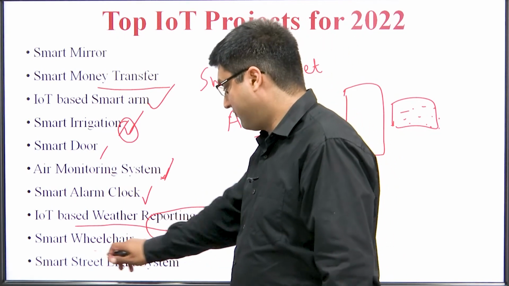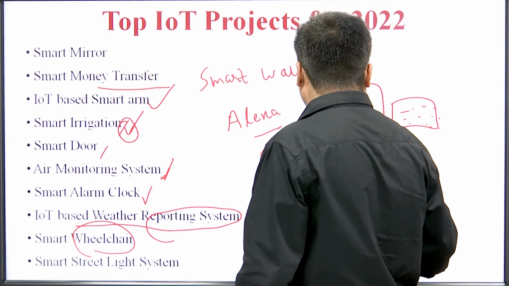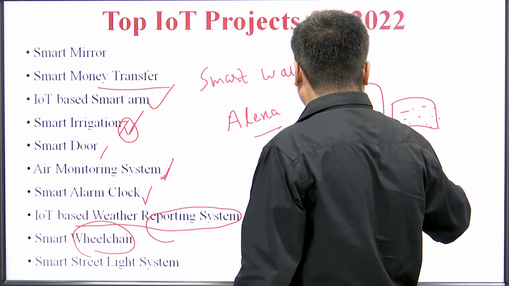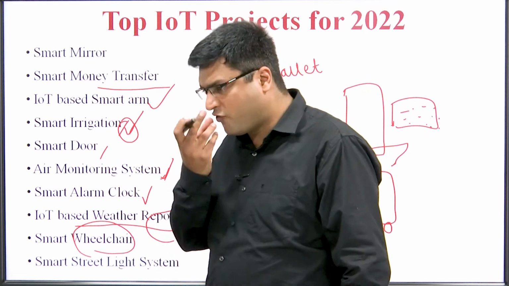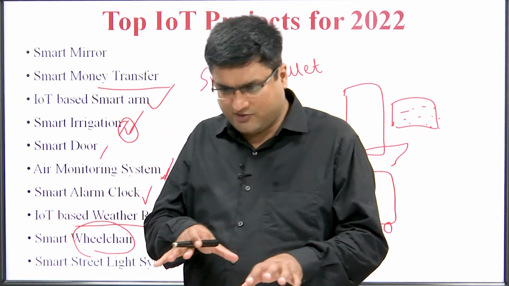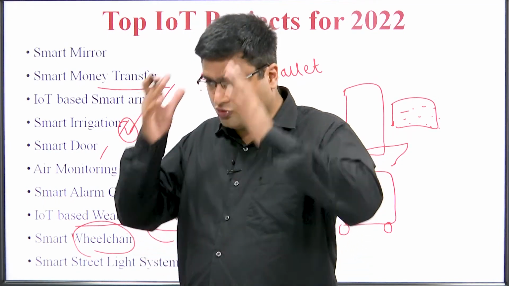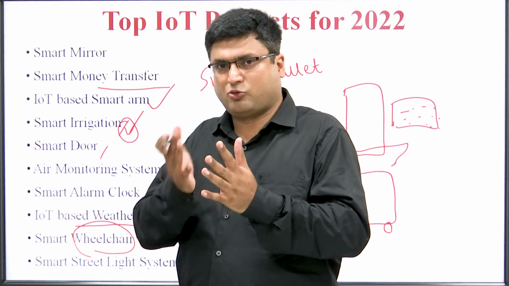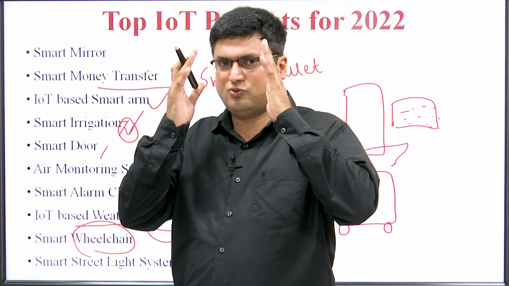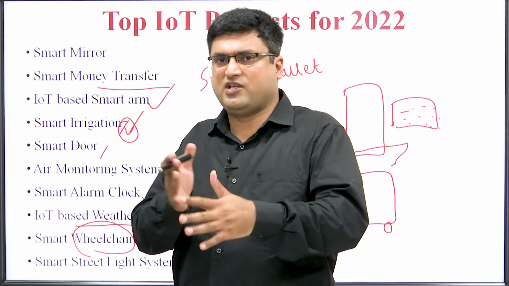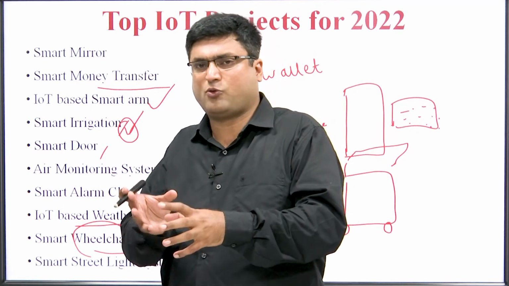Smart wheelchair, what is the meaning of smart wheelchair? A smart wheelchair is a wheelchair which can be controlled smartly, through Alexa, through voice recognition. You give commands, you say something, and the wheelchair will move according to your commands. Or through your thoughts, through image processing, your wheelchair can also be controlled. If you think of moving right, your wheelchair will move accordingly. That uses the concept of localization.